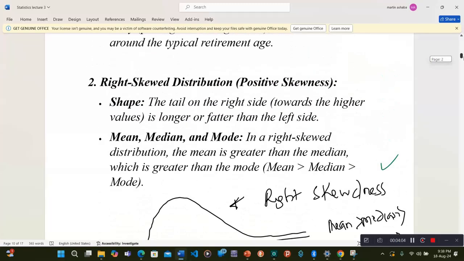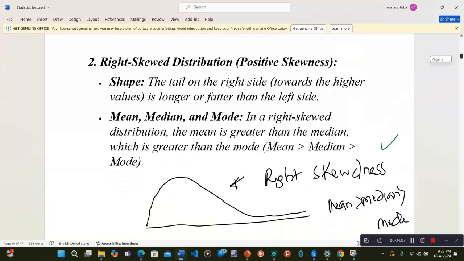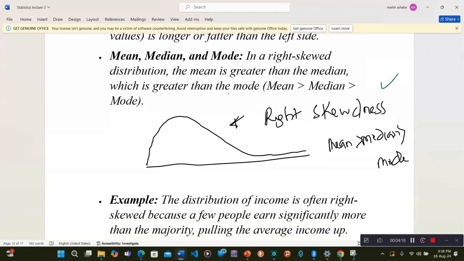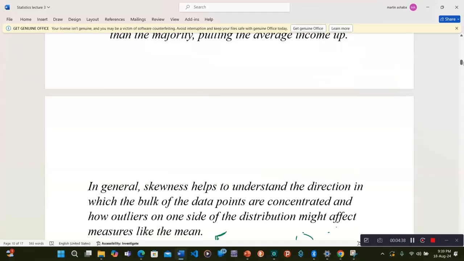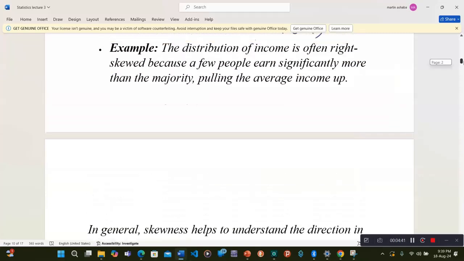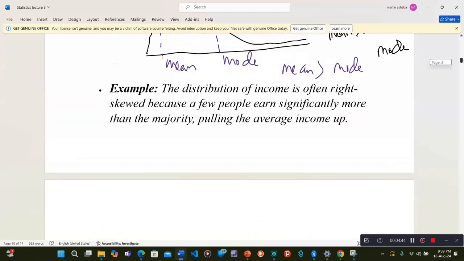What about a right skewed distribution? The tail on the right side is longer than on the left side, and we have positive skewness. So here you'll find the mean, and the mode is up there. Your mean is greater than median, which is greater than mode, in simple terms.